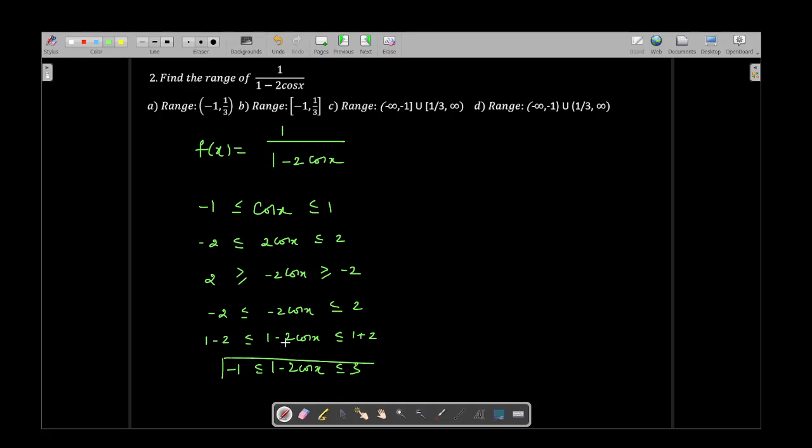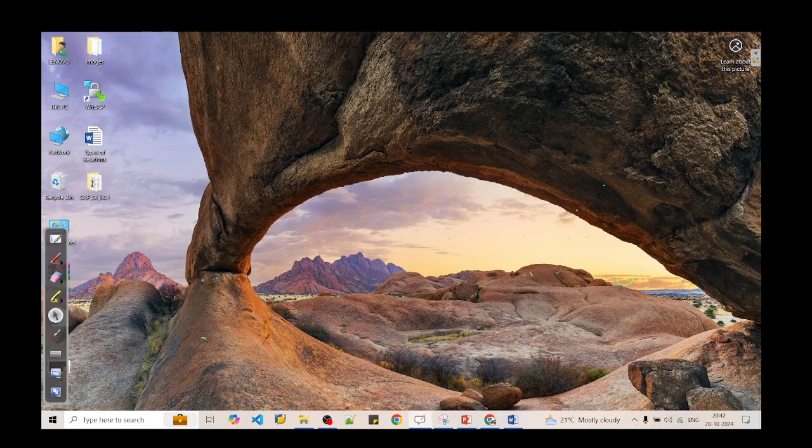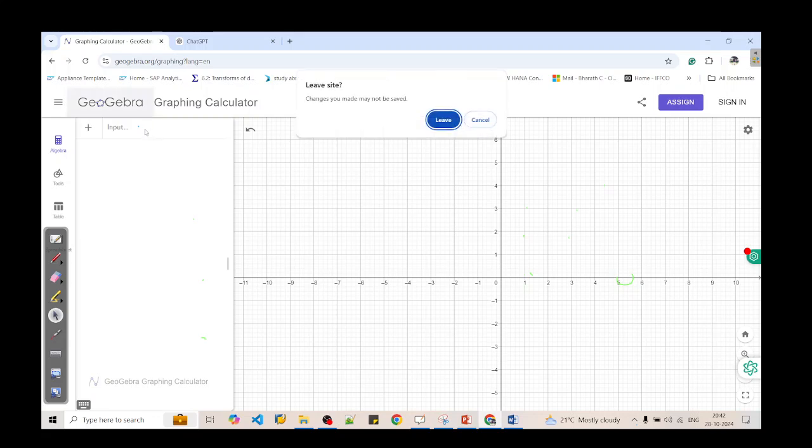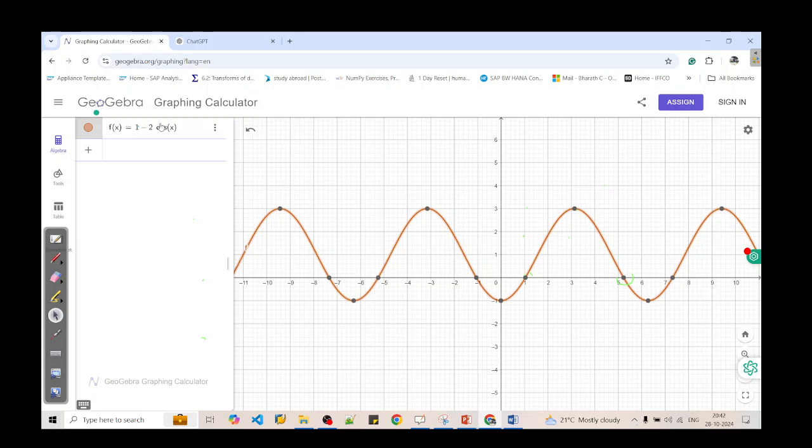So this is an important point where we need to be careful. So for 1 minus 2 cos x, the range is minus 1 to 3. You can verify in the graph plotter also. So if I can write, I can put 1 minus 2 cos x here, minus 2 cos x. So you can see the range: the minimum value is minus 1, the maximum value is 3.